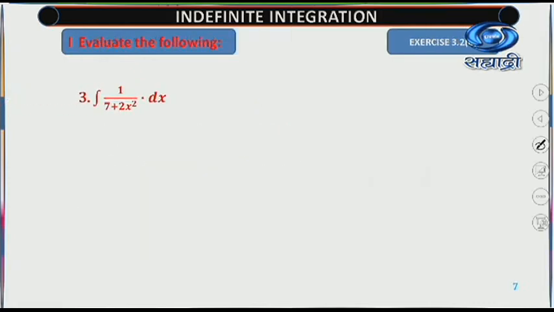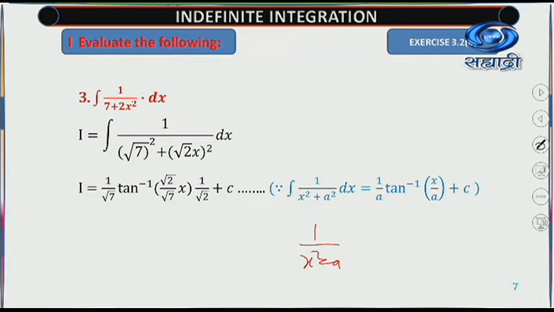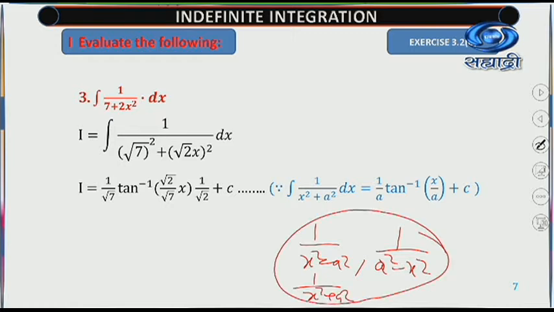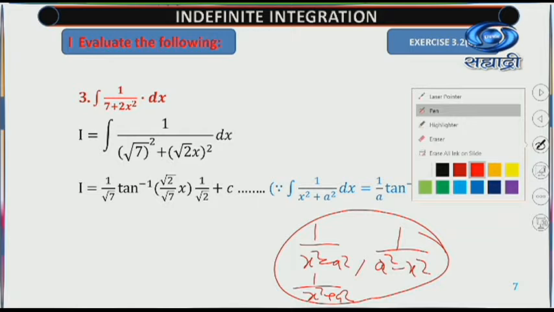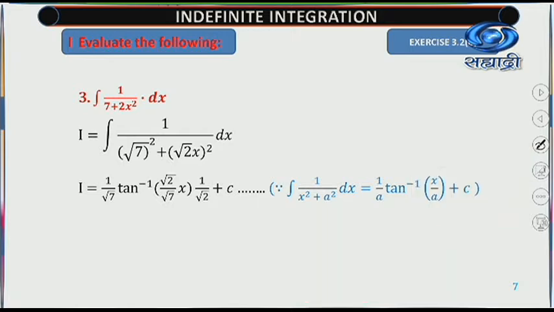Okay, now next is integral 1 upon 7 plus 2x square dx. Now this is the third formula. Clear? The second example was 1 upon a square minus x square, and now you are having integral of 1 upon x square plus a square. This is the third formula which we are going to use in this example. Now look here, this is nothing but x square plus a square. So I will write it in proper form.